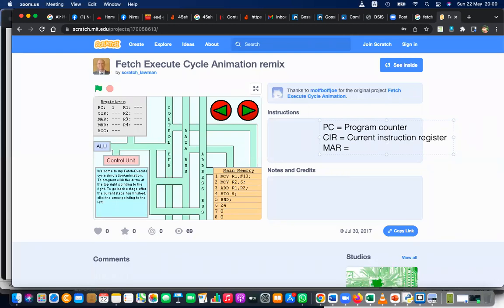MAR, memory. MBR or MDR, memory buffer register. ACC is accumulator.